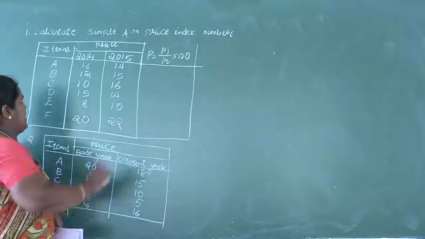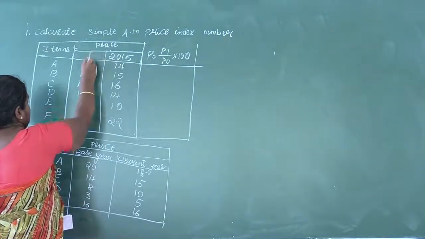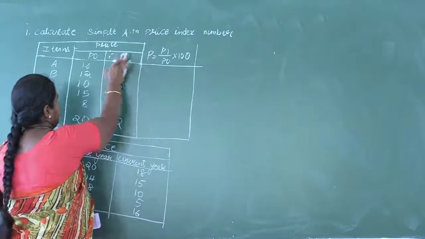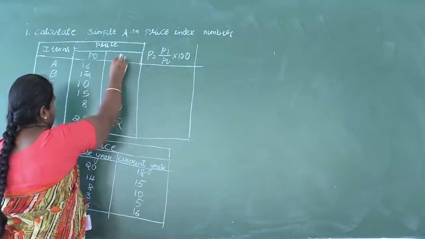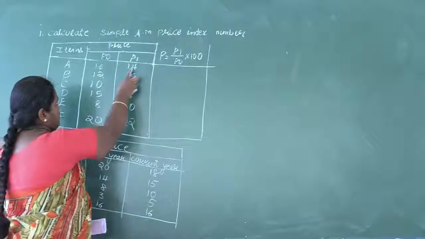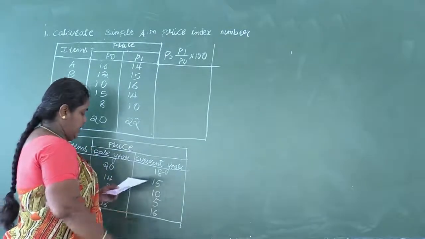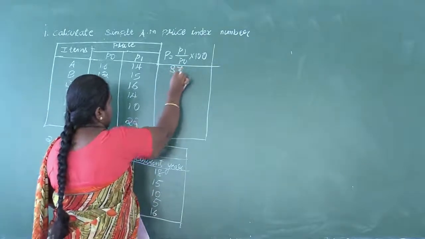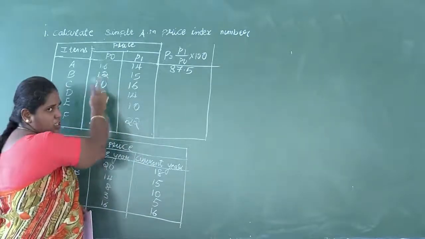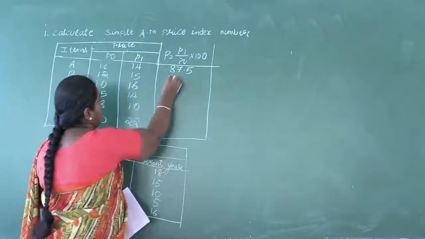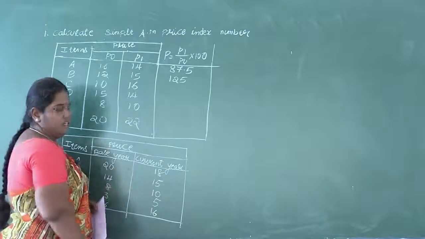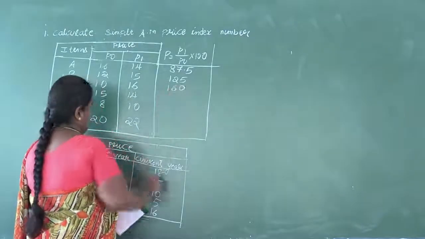2014 price is the base year price, which is denoted by P0, and 2015 is the current year. So 2015 price is denoted by P1. So we have P0 and P1 values. You can calculate P now. For the first one, 14 divided by 16 into 100, which is 87.5. Next, second one, 15 divided by 12 into 100, 125. Next one, 16 divided by 10 into 100, 160.